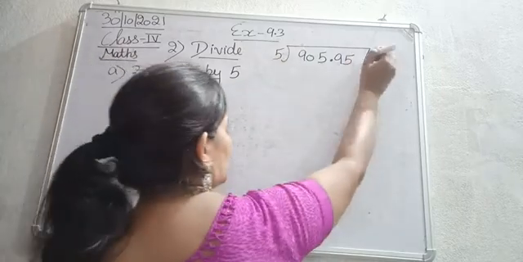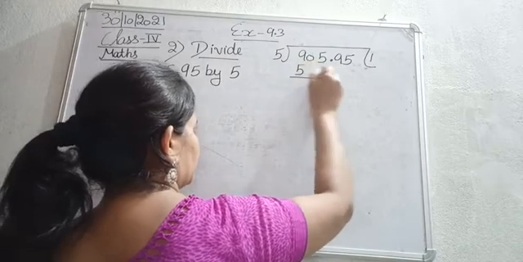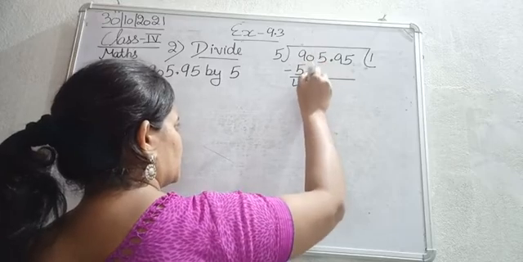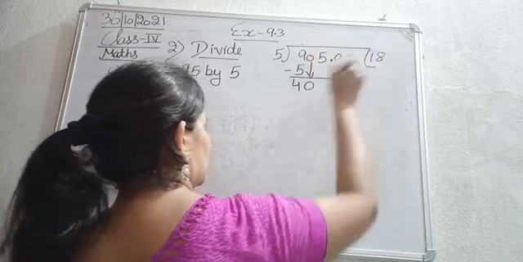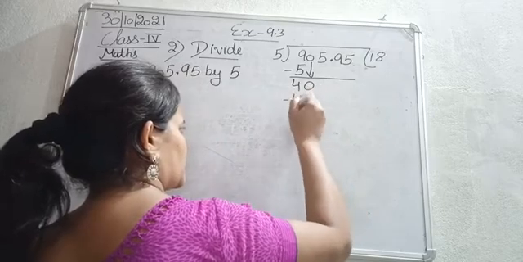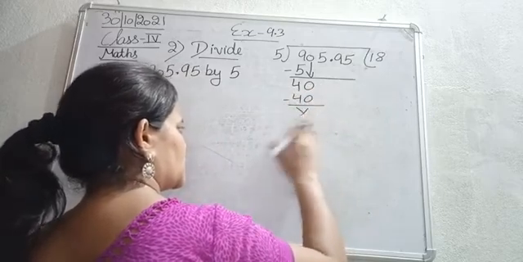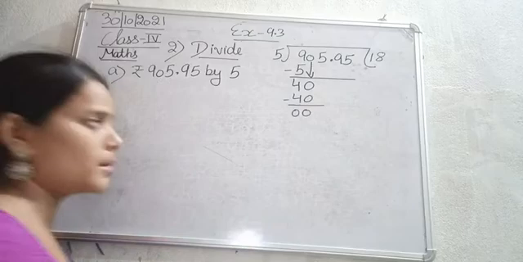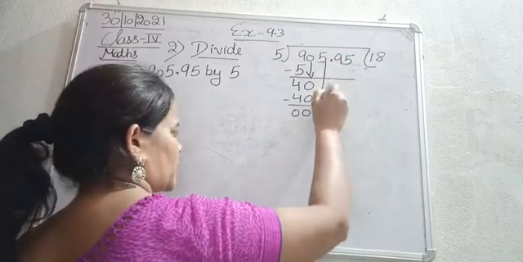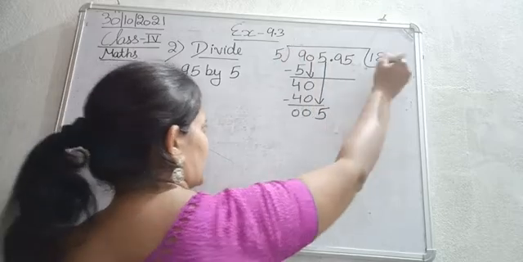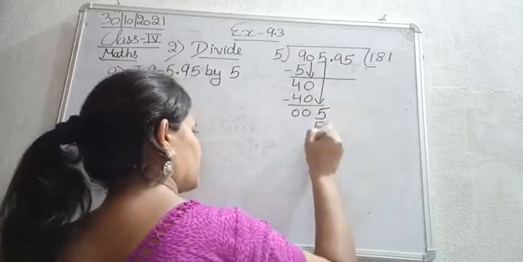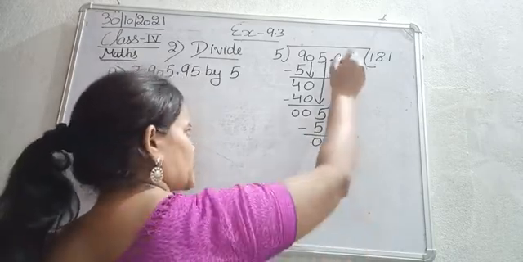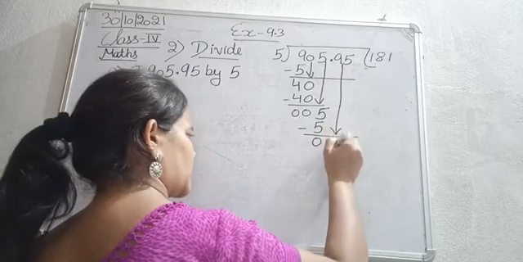Okay, 5 ones are 5. So 9 minus 5, 4. Bring down 0. 5 eights are 40. 40 minus 40, 0, or you can put cross. So I am putting 0 now. Now bring down the next number, that is also 5. 5 ones are 5. 5 minus 5, 0. Now bring down the next number, that is 9.